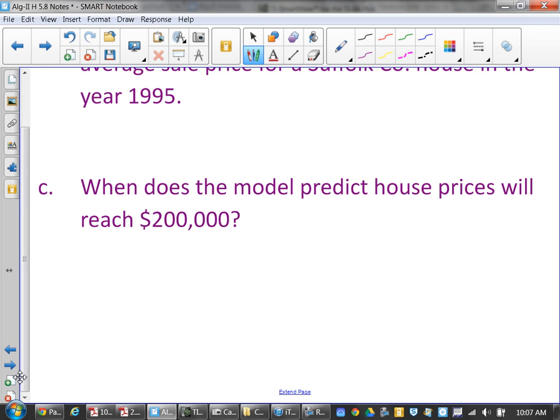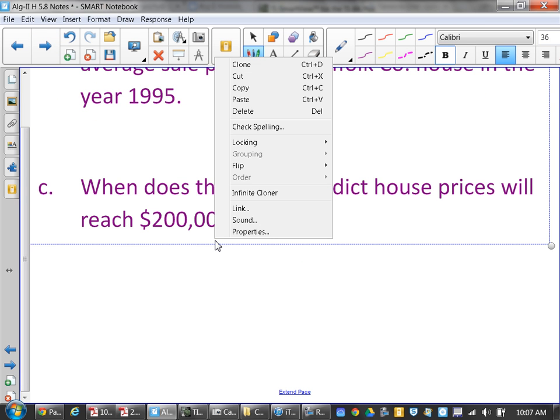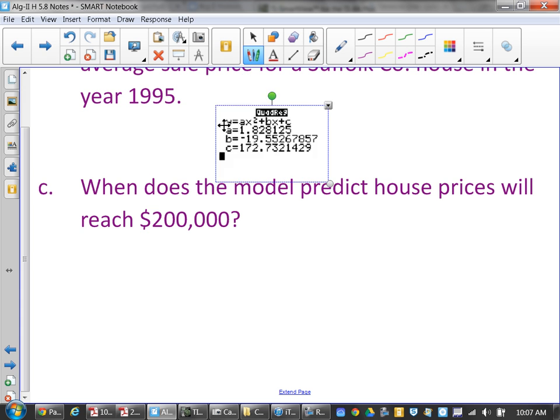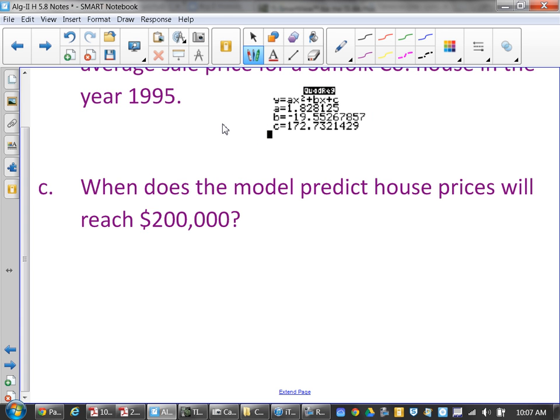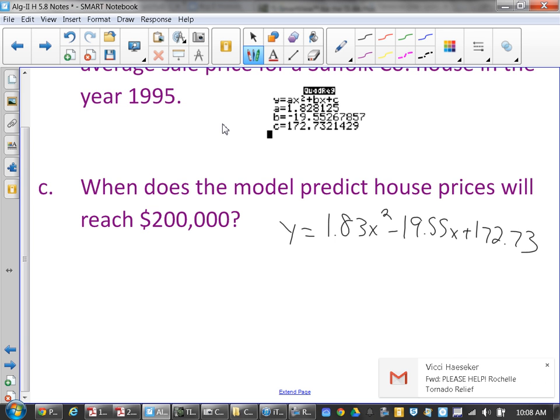Yeah. So if you're substituting this back in, I have y equals 1.83x squared minus 19.55x plus 172.73. I put that into my y equals part, and then it's looking for predicting when the house prices will reach $200,000. The only thing is, you just have to be careful about where your years were.